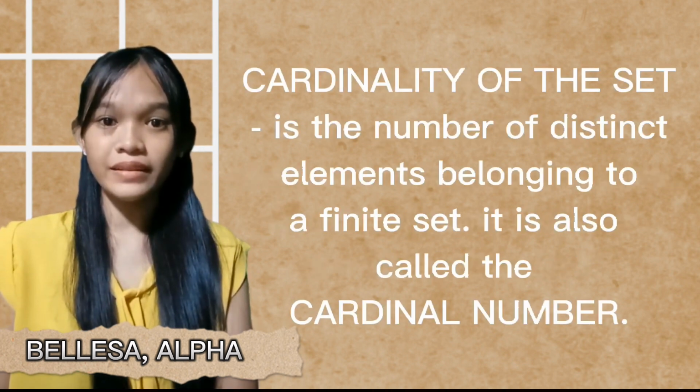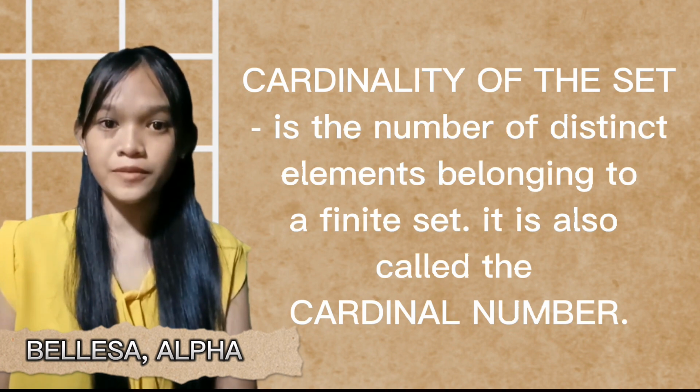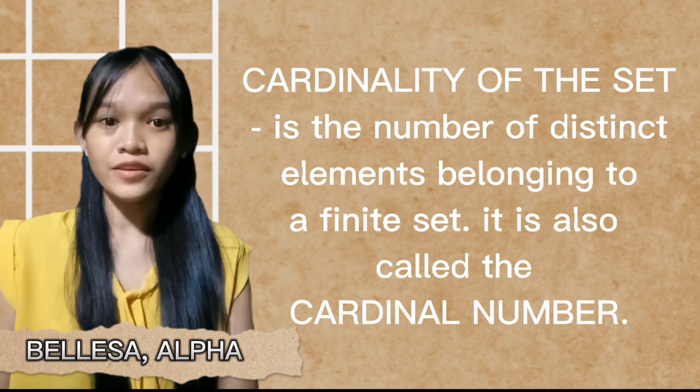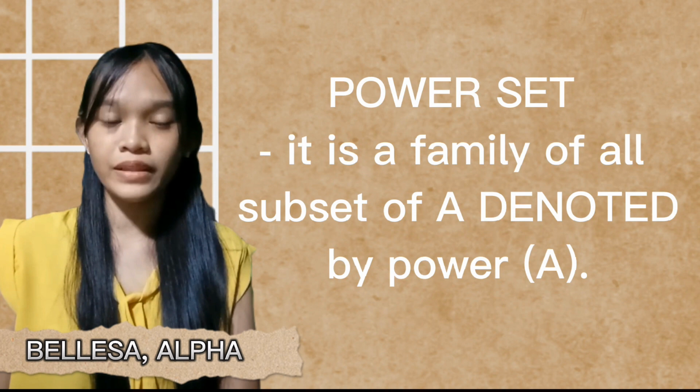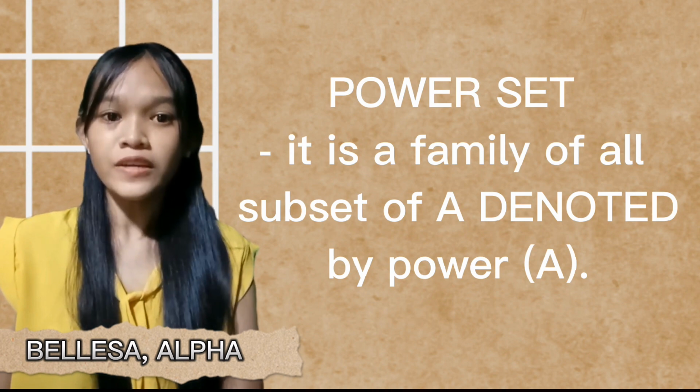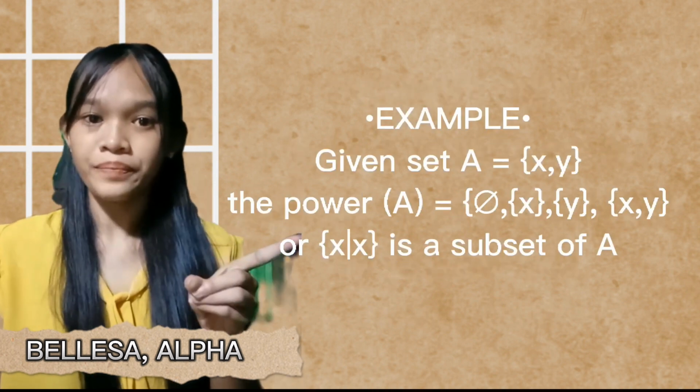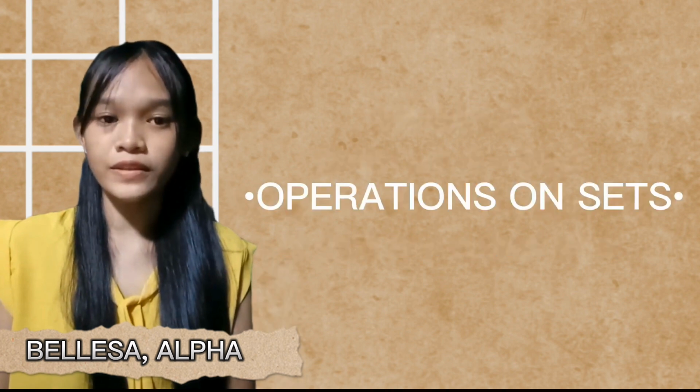Cardinality of a set is the number of distinct elements belonging to a finite set. It is also called the cardinal number. Next is the power set. It is the family of all subsets of A, denoted by the power of A. So the example is this one. Let's move on to operations on sets.